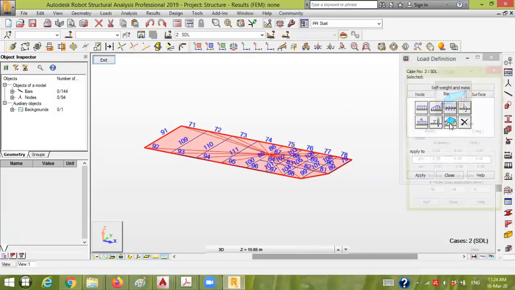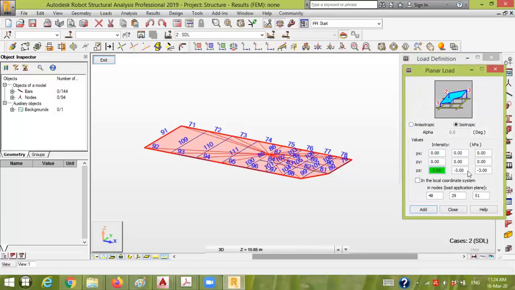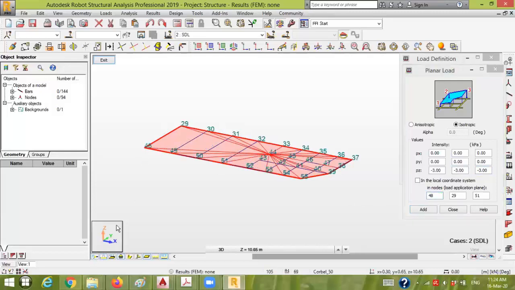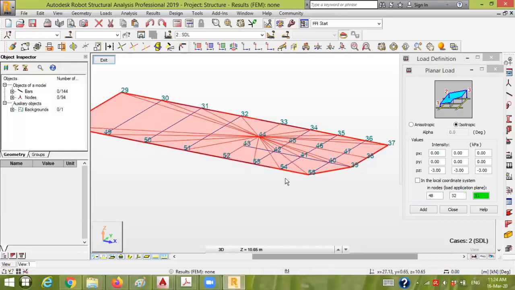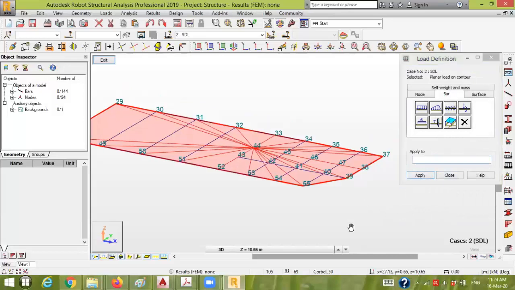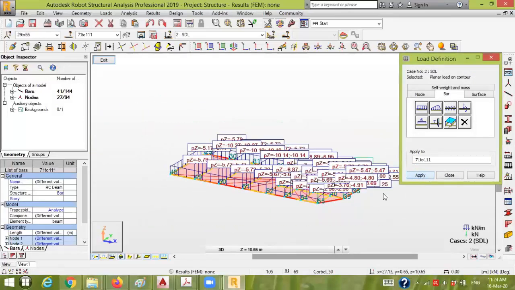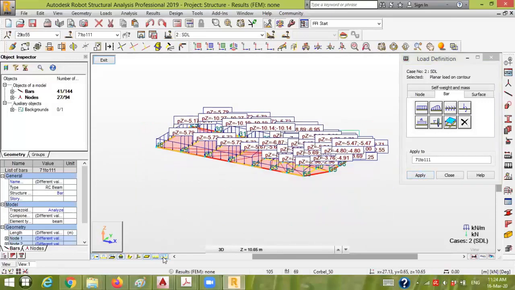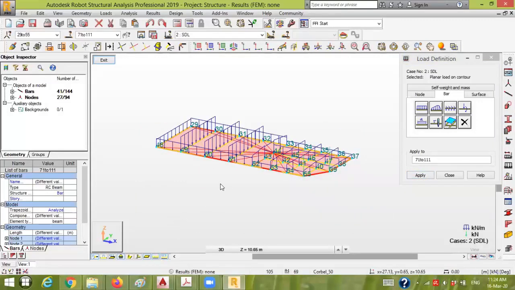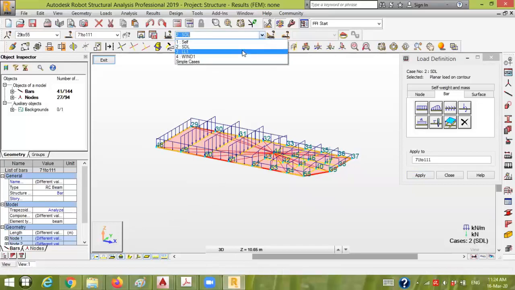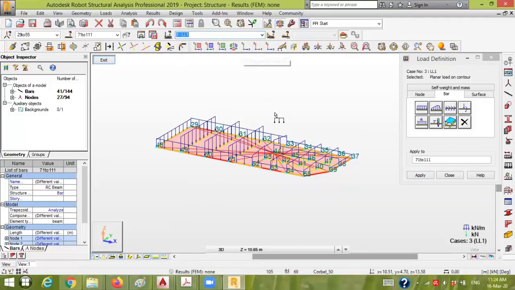SDL bar: -3, -3, -3, and 48, 32, 54. Apply to all. It's okay, so it's taken into consideration. This is for the SDL. Now for the live load, it's -1.